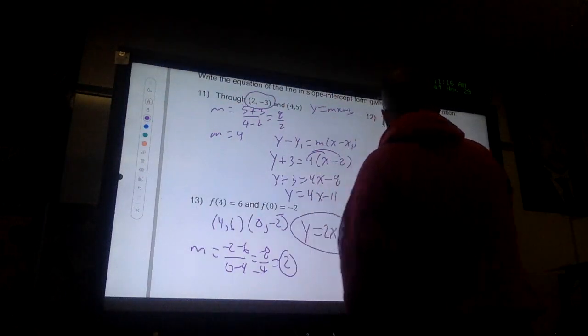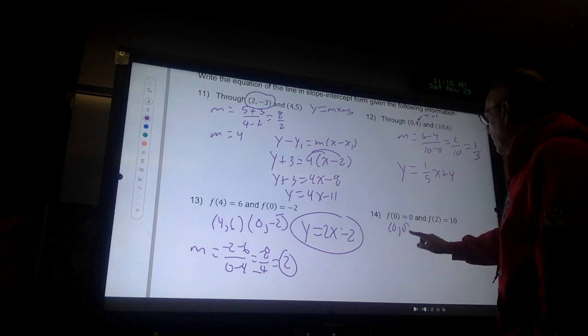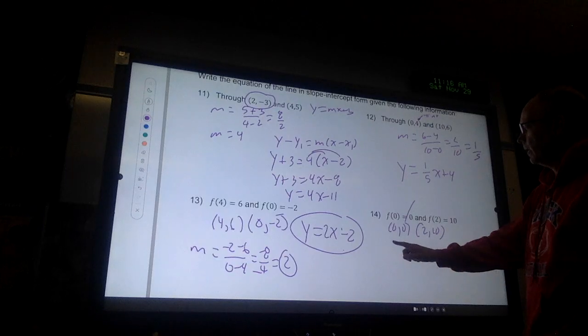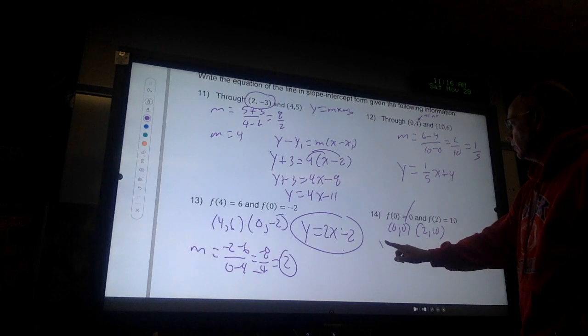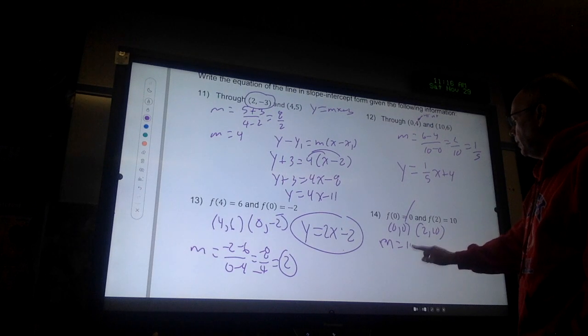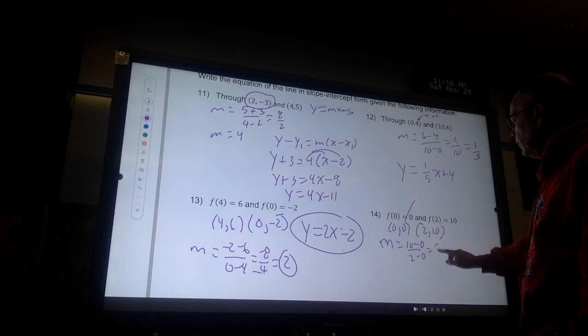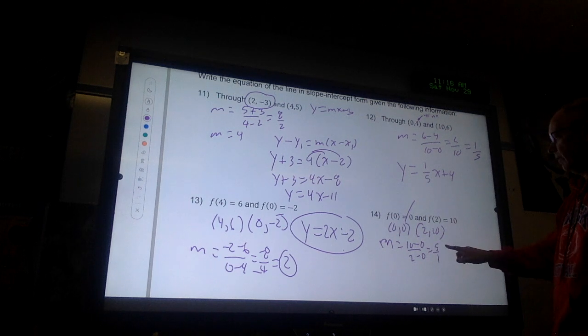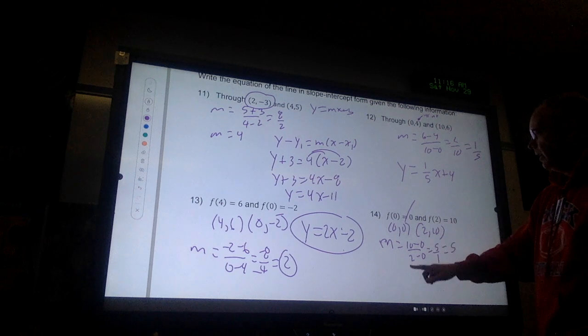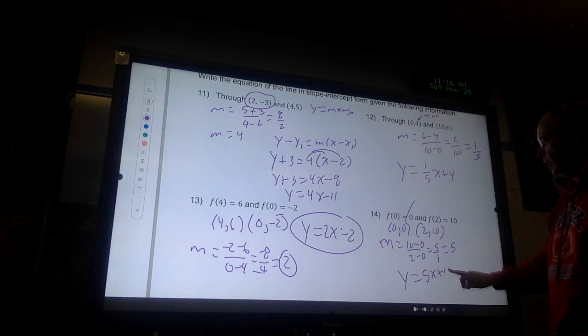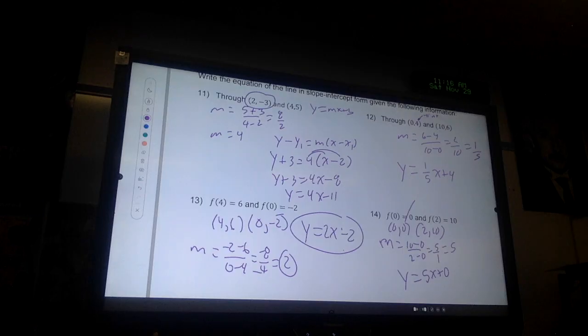Then we have (0, 0) and (2, 10). So let's find the slope. This is the y-intercept right there because we have a 0 on the x. So my slope is going to be 10 minus 0 over 2 minus 0, which is 10 over 2, which is 5 over 1, which is 5. And then we can just plug in y equals 5x plus 0. You can keep the plus 0 or you don't have to have it. It's not a big deal.